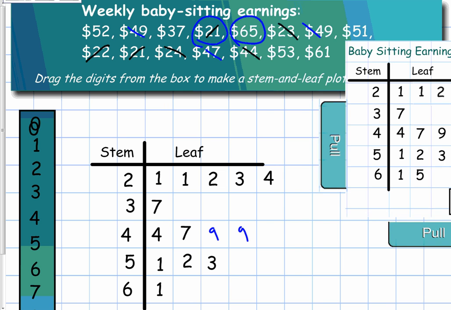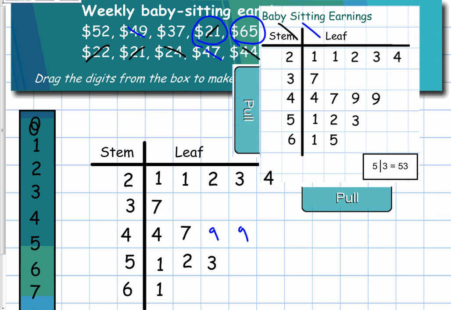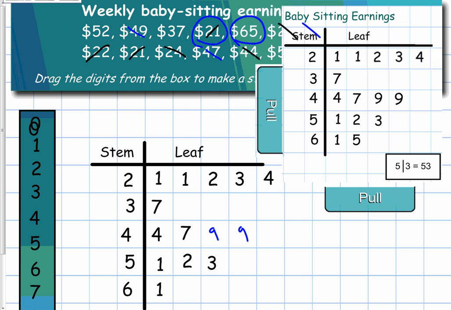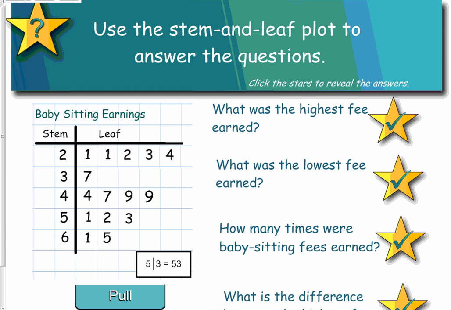So let's see how I did. Did we match up? We match up pretty well. We made a key. In our case, if I want to make a key, 3 | 7 means it's 37. So that's kind of what it should look like. So here's your stem and leaf plot.